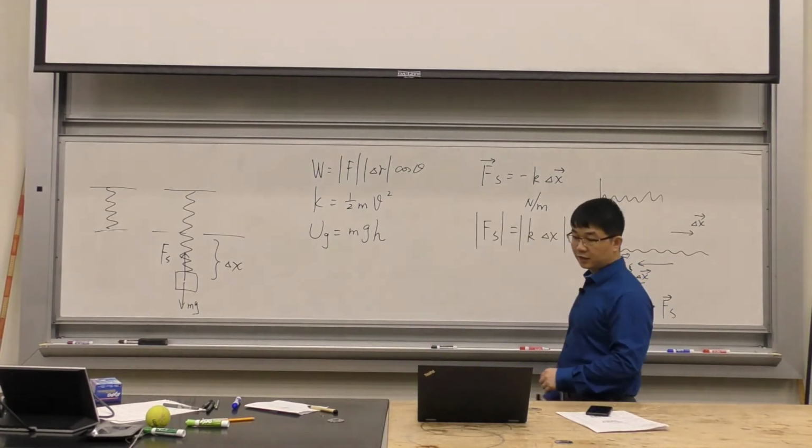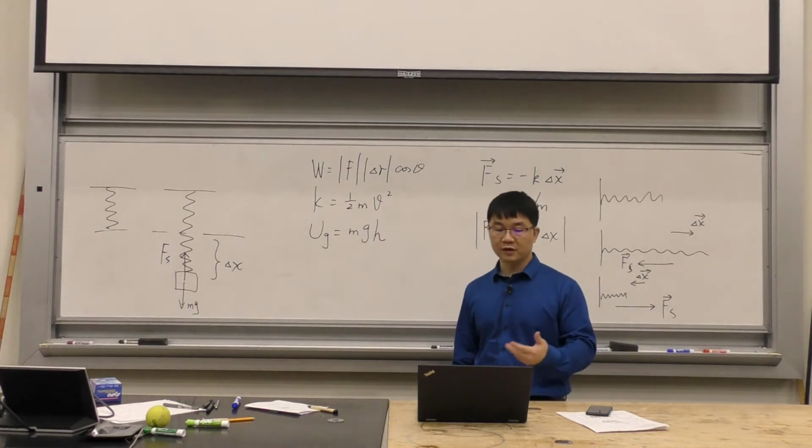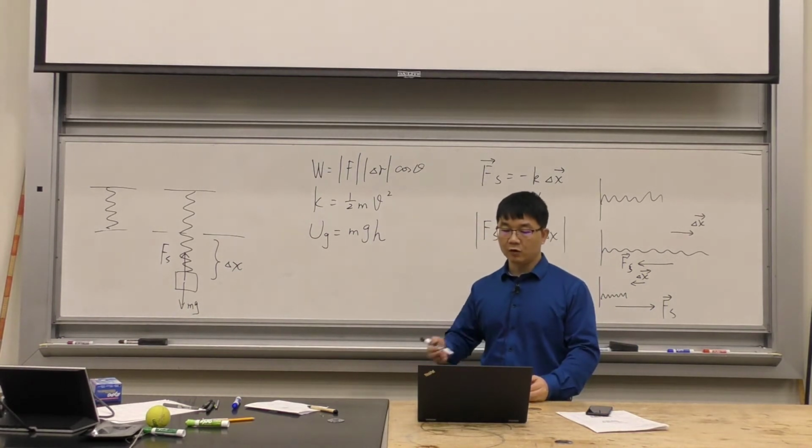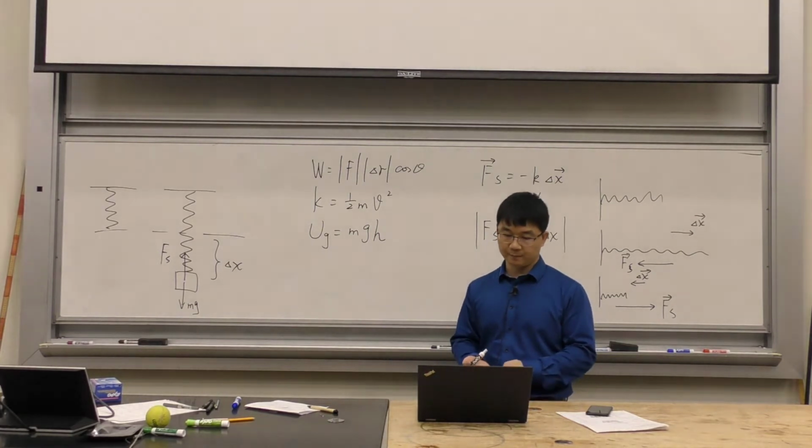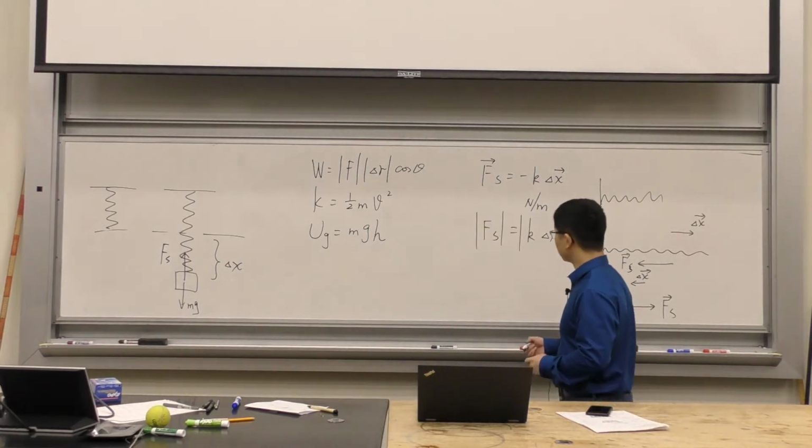Okay, so in this case, if we know the mass of the object is 0.5 kilograms, I want you to do the algebra and find the spring constant for me. Okay, so what is the spring constant you find?